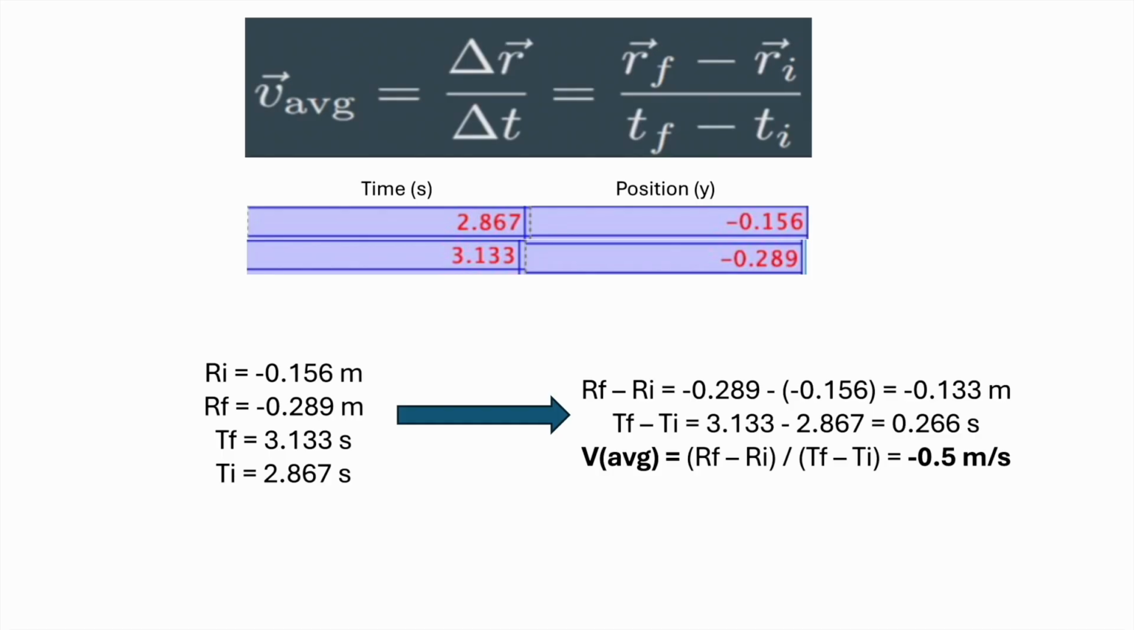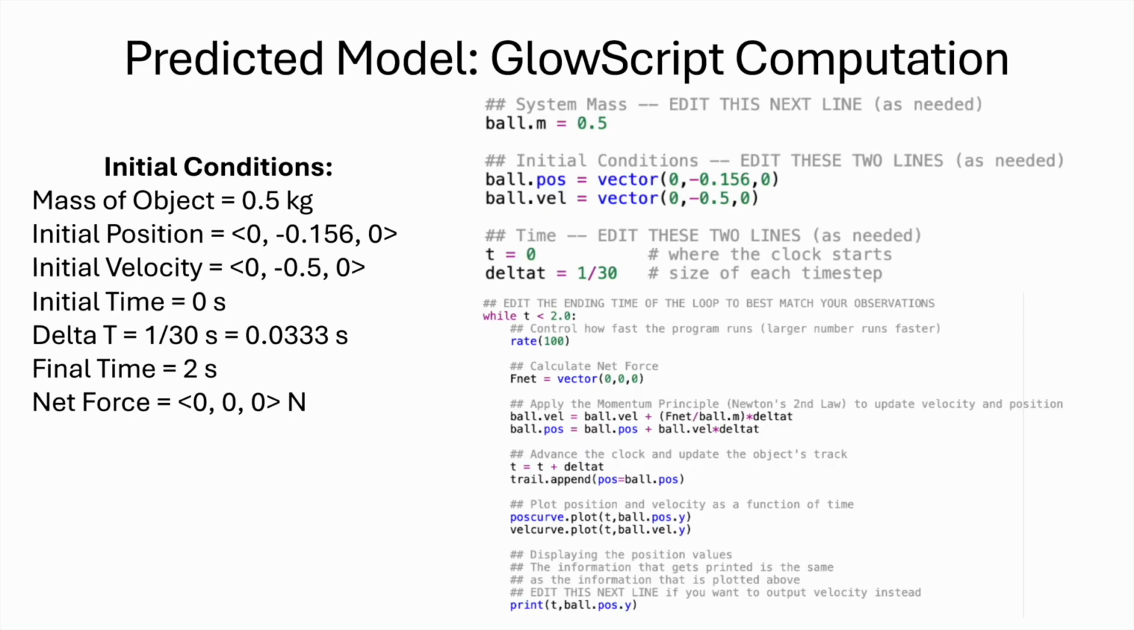I then calculated the average velocity with the following formula using two positions and timestamps from the previous observed recordings. This gave me a change in position of minus 0.133 meters, with the corresponding change in time of 0.266 seconds, and an average velocity of minus 0.5 meters per second. For the GlowScript computational model, I set the initial position to match the data and the velocity to fit its slope, so the initial position is minus 0.156 meters in the y direction, and the initial velocity is minus 0.5 meters per second in the y direction.